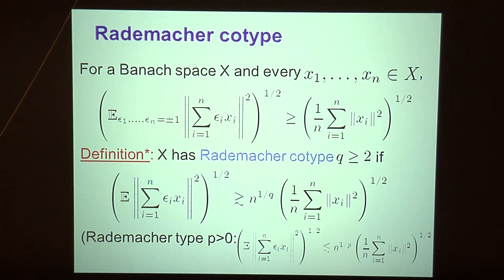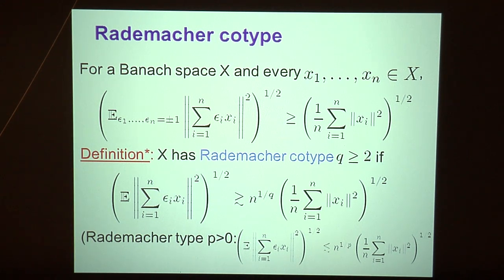For those who weren't here yesterday, the same thing happened for the notion of Rademacher type, except the inequalities were reversed. The trivial inequality was the case p equals 1, which was just the triangle inequality. And we want an asymptotic improvement over the triangle inequality. That's the notion of type. And cotype is, again, an asymptotic improvement over convexity of the norm.